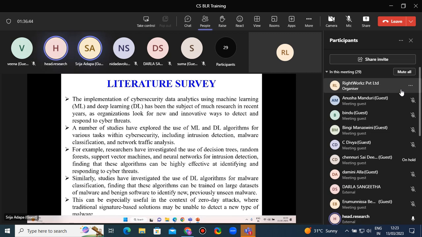For example, researchers have investigated the use of decision trees, random forests, support vector machines, and neural networks for intrusion detection, finding that these algorithms can be highly effective at identifying and responding to cyber threats. Similarly, studies have investigated the use of DL algorithms for malware classification, finding that these algorithms can be trained on large datasets of malware to identify new, previously unseen malware. This can be especially useful in the context of zero-day attacks, where traditional signature-based solutions may be unable to detect a new type of malware.